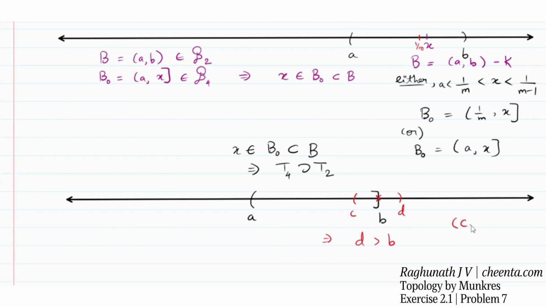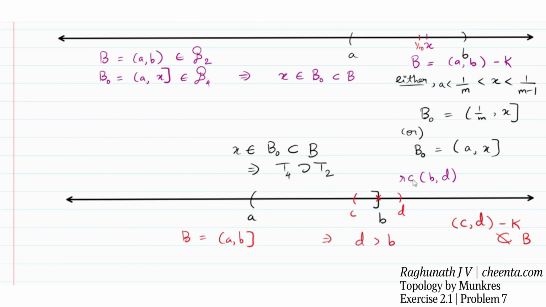And we know that any basis element is of either the form (C, D), but obviously (C, D), over here B is from A to B, obviously (C, D) is not a subset of B. So let us consider then (C, D) minus K. Again, this is not a subset of B, because there would be some irrational numbers also in the interval B to D, right? So those irrational numbers are in B to D.